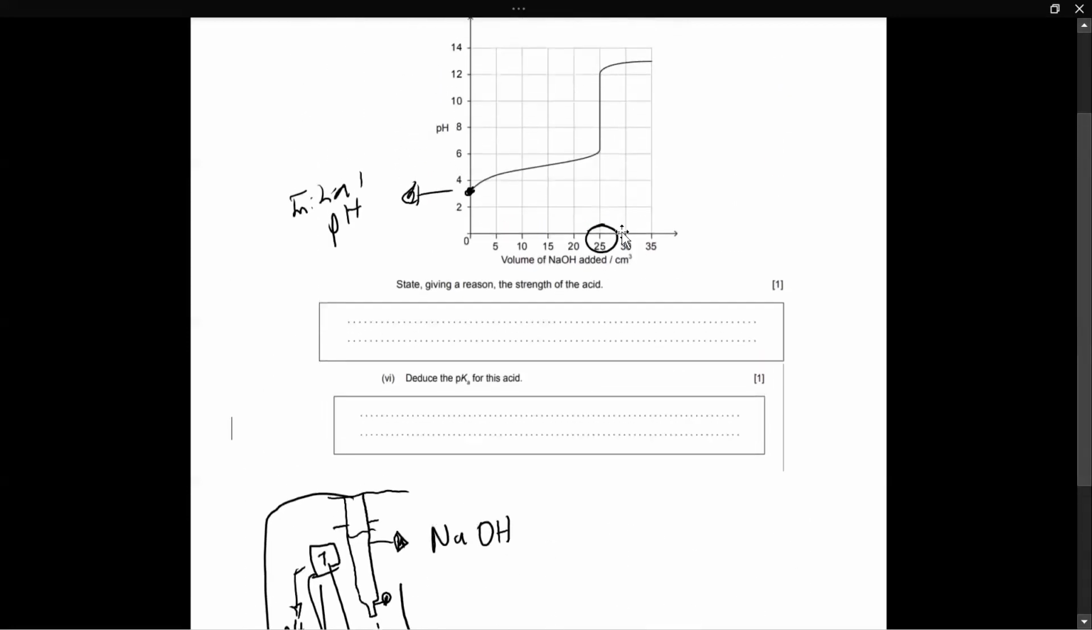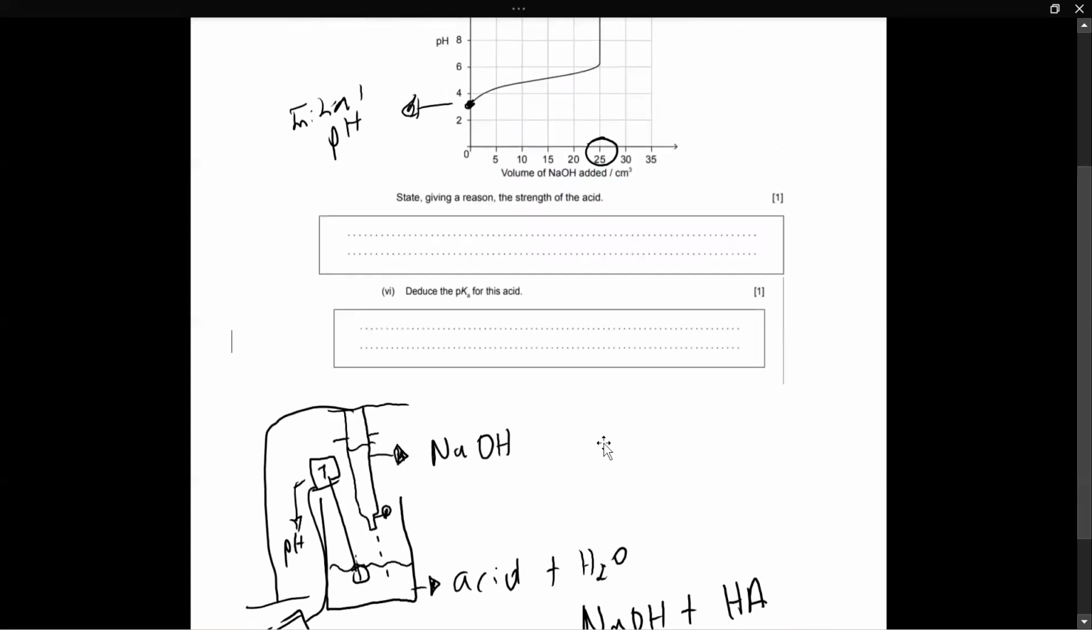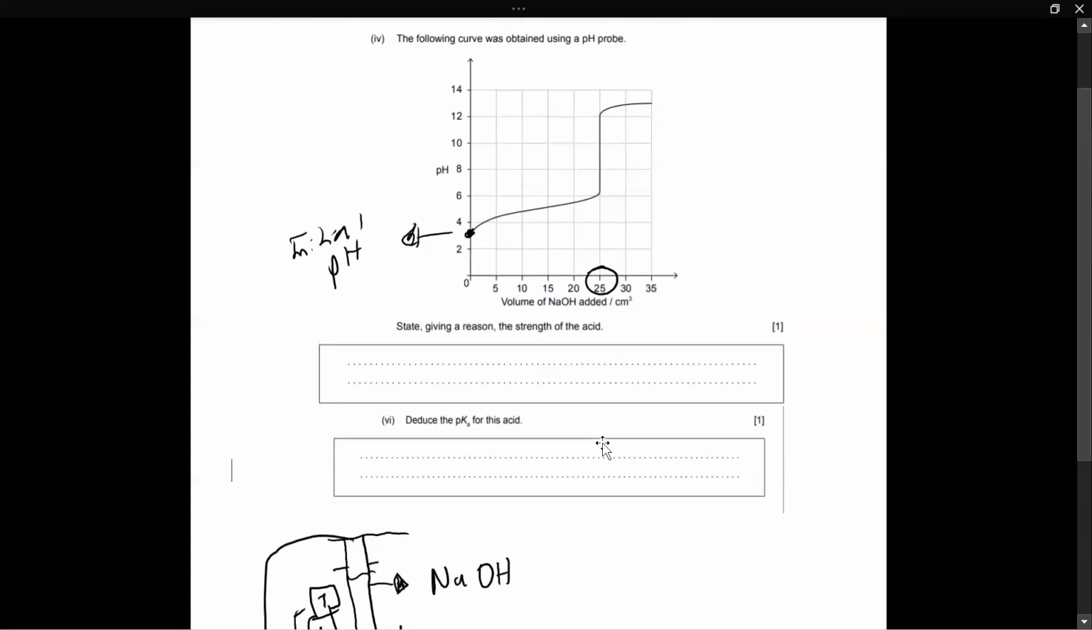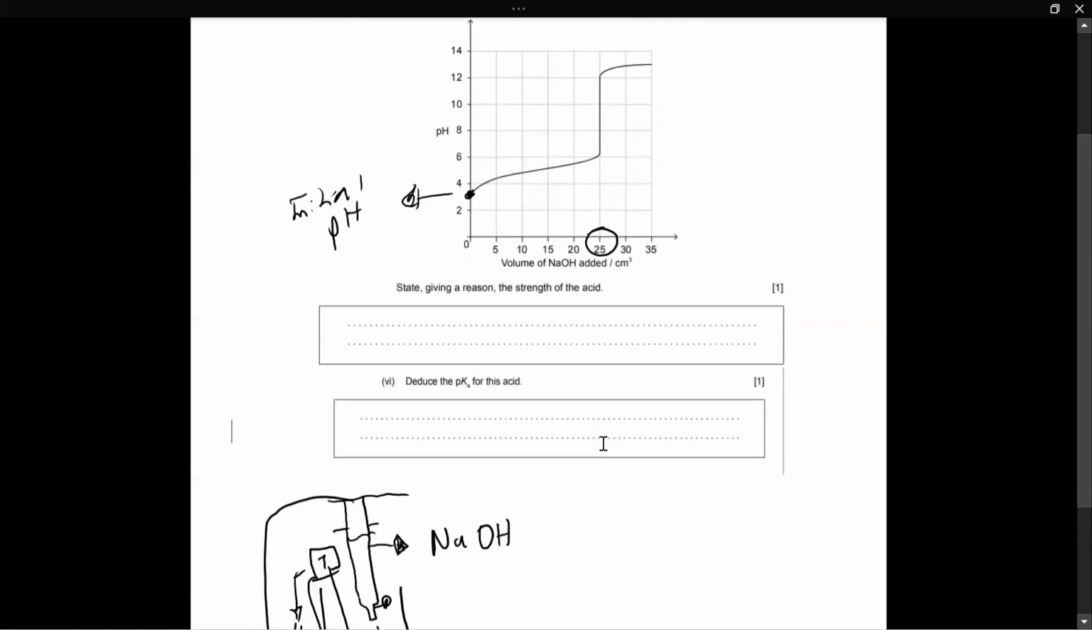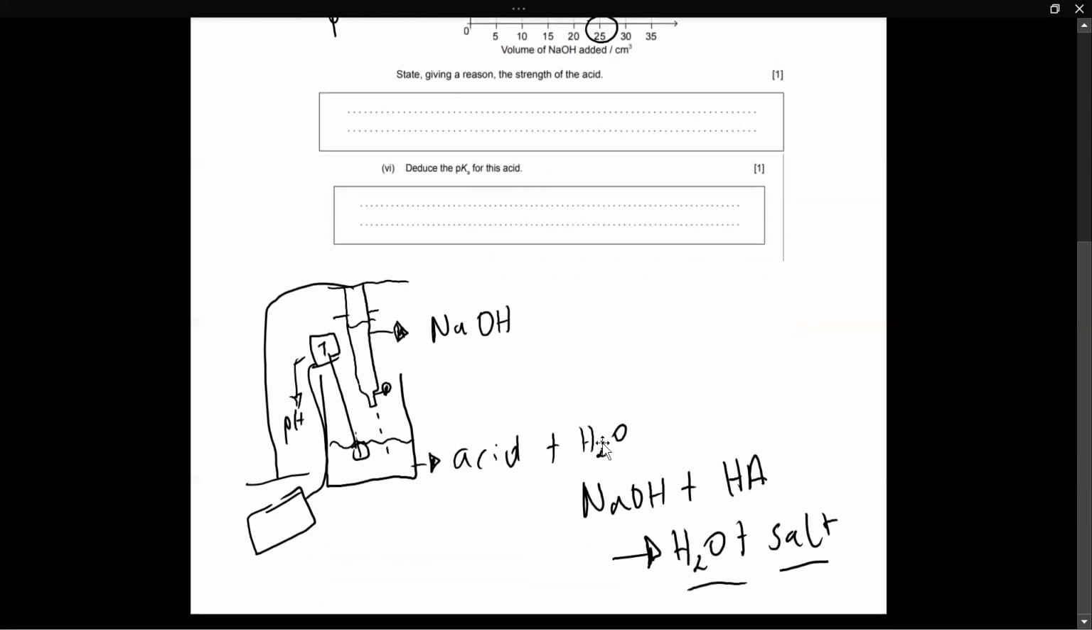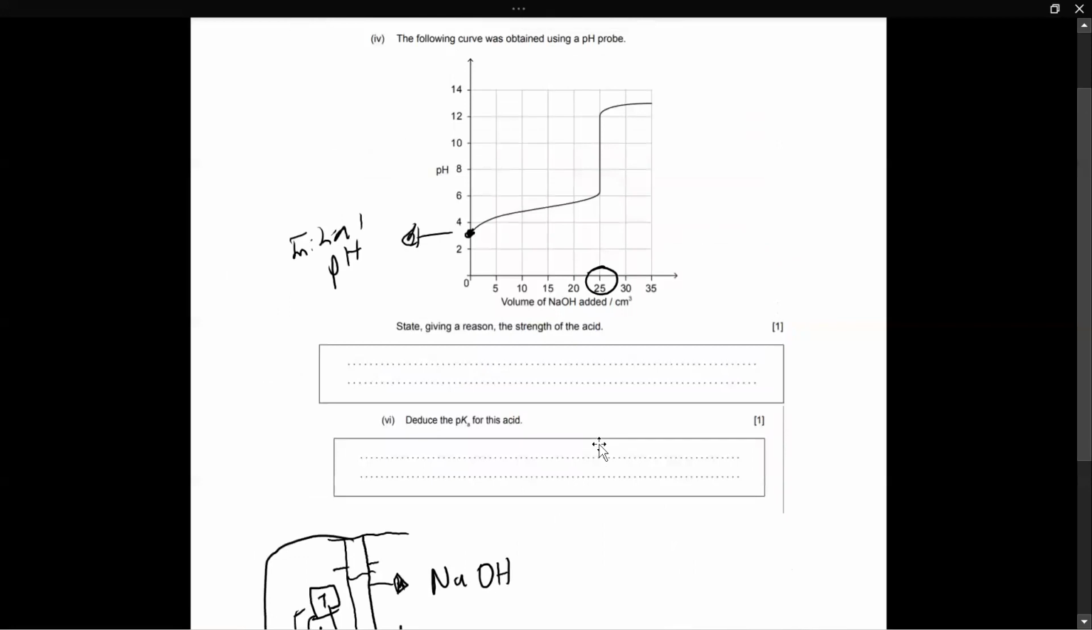So as we continue to add NaOH, we can see that the acid is slowly beginning to deplete, right? We have less and less acid and more and more NaOH in the solution. And that causes the pH to rise because the solution is becoming more basic. So at the equivalence point, we have an equal number of moles of NaOH and an equal number of moles of acid added.